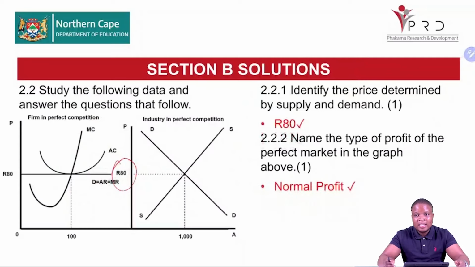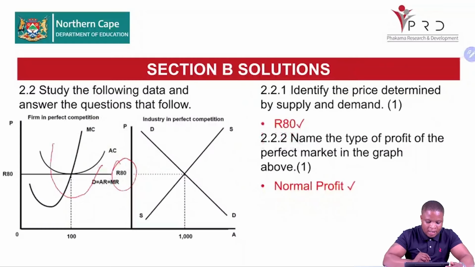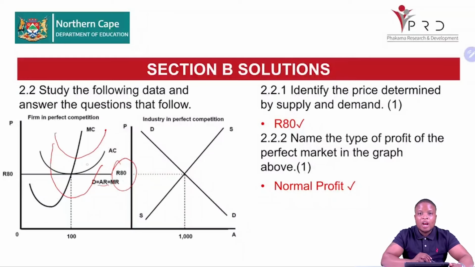If the AC was here below, your answer was going to be a positive answer. Then it means that average costs are less than the average revenue, it's profit. But if the AC was on top here, you're going to get a negative answer, and that will give you a loss because AC costs are more than the revenue.